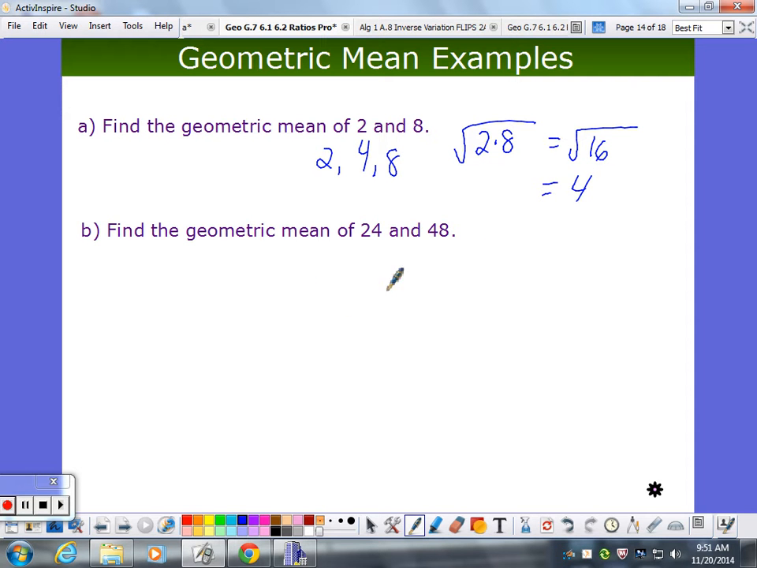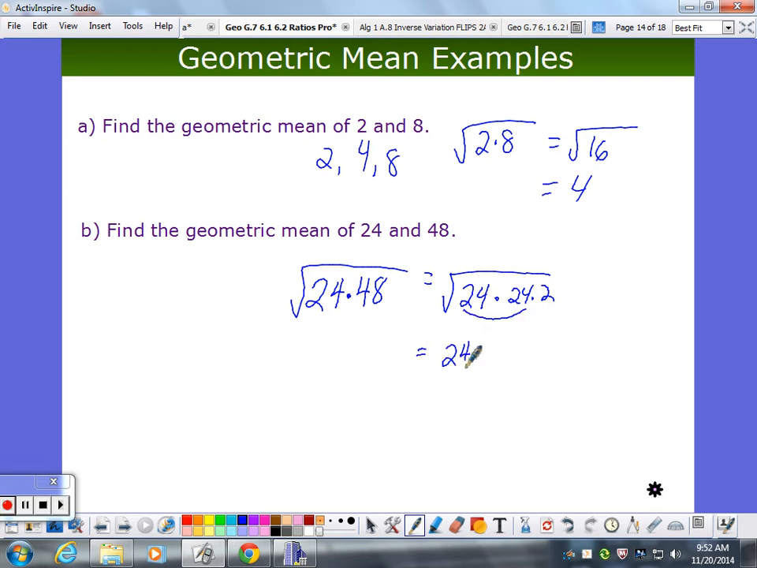Now what about the geometric mean of 24 and 48? You multiply the numbers and you take the square root. Now this one becomes a really big number. It's easier to not do it that way. So let's see, how can I do this in an easier way? I see this as being 24 times 2. Is this the same as that? What's the square root of 24 times 24? 24. So that is the geometric mean.